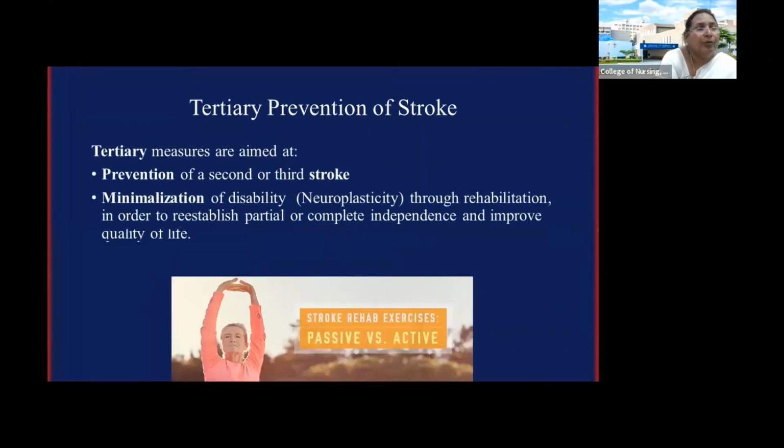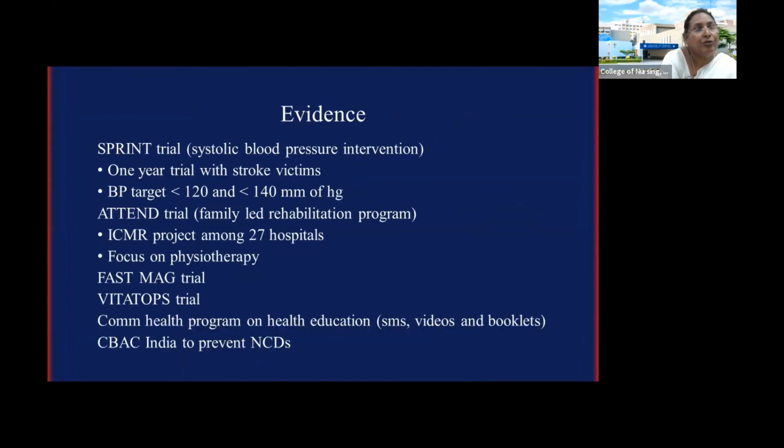Tertiary prevention is aimed at prevention of a second or a third stroke and minimization of disability. Now, we have to have perfect rehabilitation strategies so that as much as possible the disability should be reduced, and we have to improve the quality of life. That is tertiary prevention of stroke.